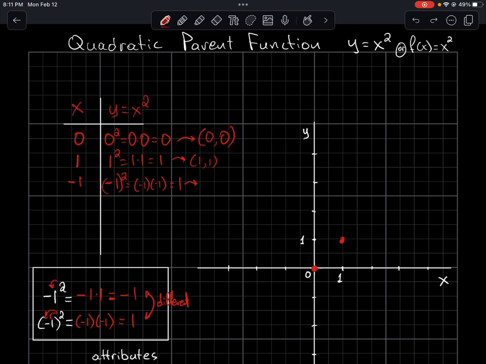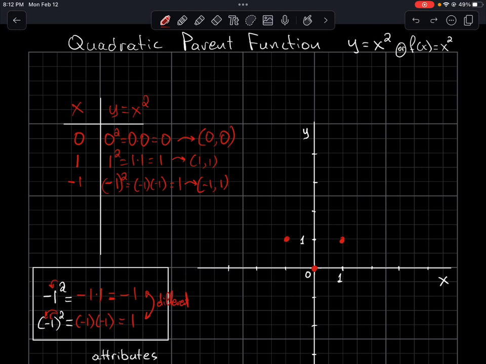Now what's the point here? X is negative 1, Y is 1. Okay, so I have another point. That point is right there. Immediately I see that it's not a line. But what could it be? Could it be a V? Could it be a U? Could it be a wave? Let's find out. I need more information.